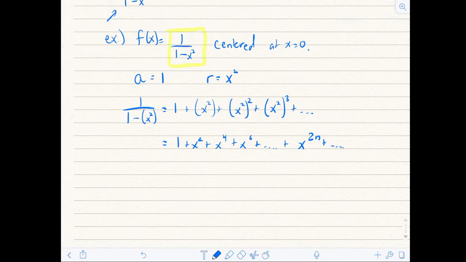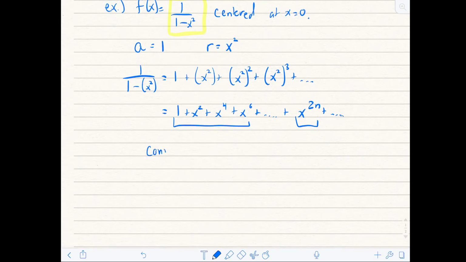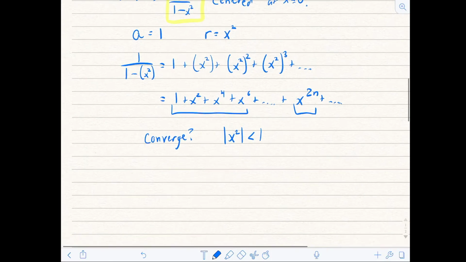And so this gives us our first 4 non-zero terms. This gives our general term. Now, if I were to ask, where does the series converge? So, when does it converge? In this case, it's going to converge when the absolute value of x squared is going to be less than 1.